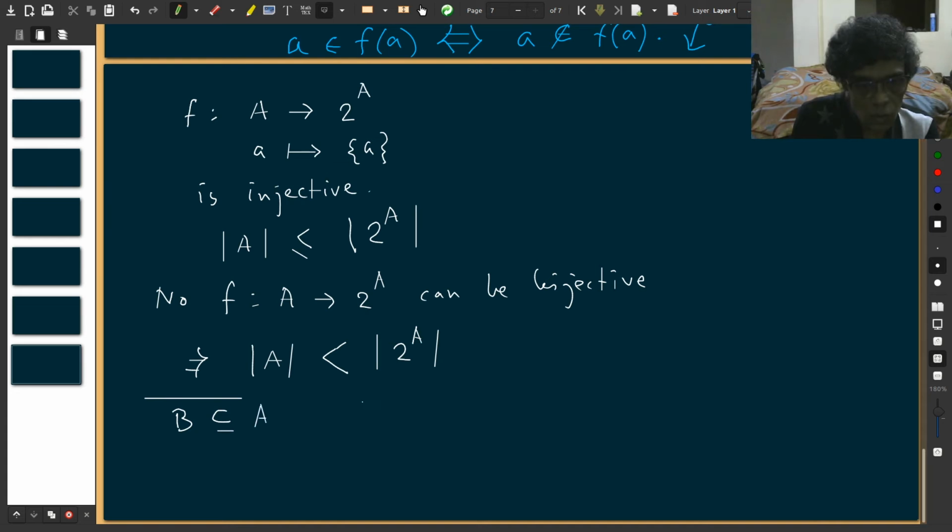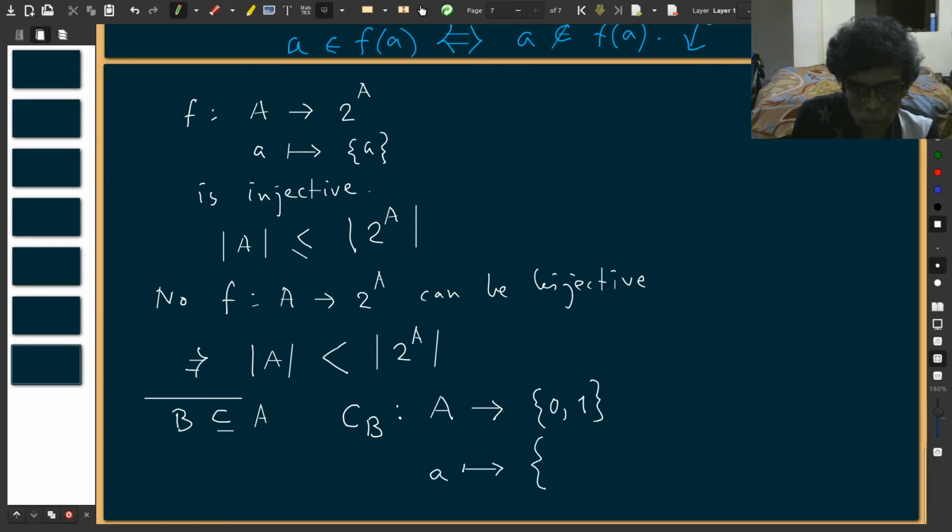Okay. So, by the characteristic function of B, denoted C sub B, it's a function from A to the set {0, 1}. An element a maps to 0 if a does not belong to B, and 1 if a belongs to B.